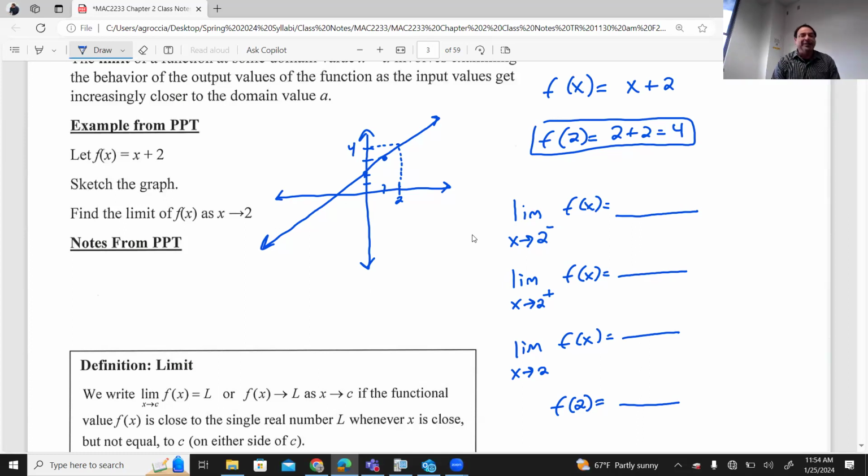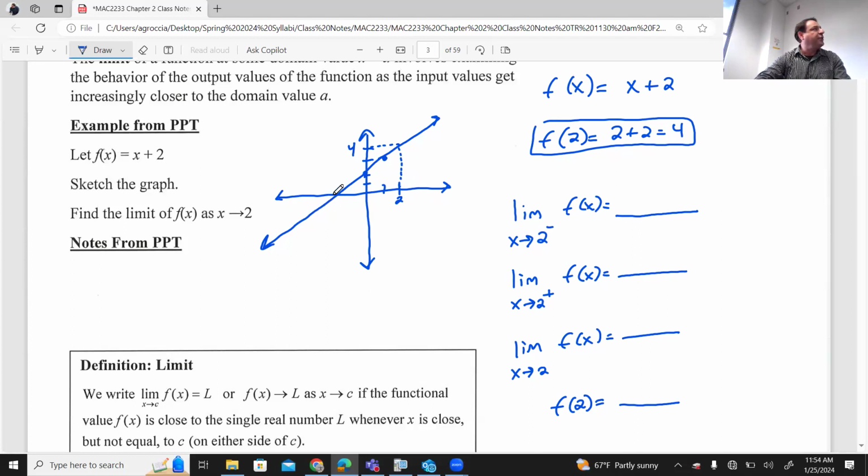I know it's weird. Okay? So, this says I'm going to go closer and closer to 2 coming from the left. So here's the left. As I get closer and closer to 2, 2 is my goal.